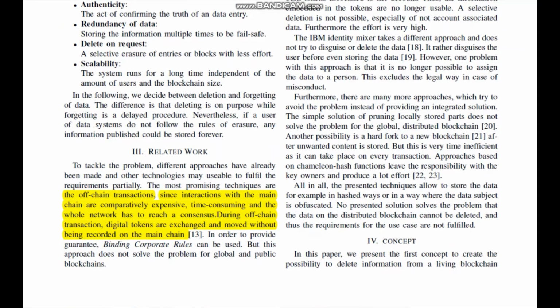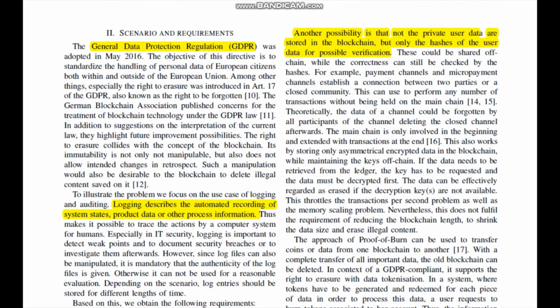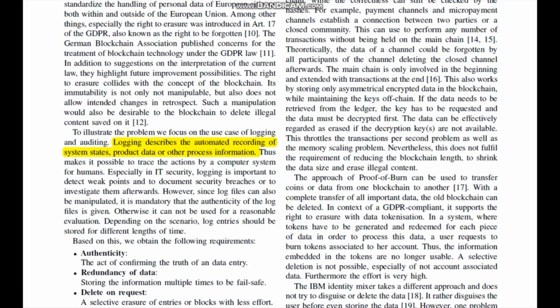So what's the related work to that? The most promising techniques are off-chain transactions, since interactions with the main chain are comparatively expensive and time-consuming, and the whole network has to reach a consensus. During off-chain transactions, digital tokens are exchanged and moved without being recorded on the main chain. That's the kind of thing people have worked upon. Another possibility is that no private user data is stored in blockchains, and only the hashes of the user data are stored for possible verification. So the data is actually not stored, only the hashes are stored there, right?